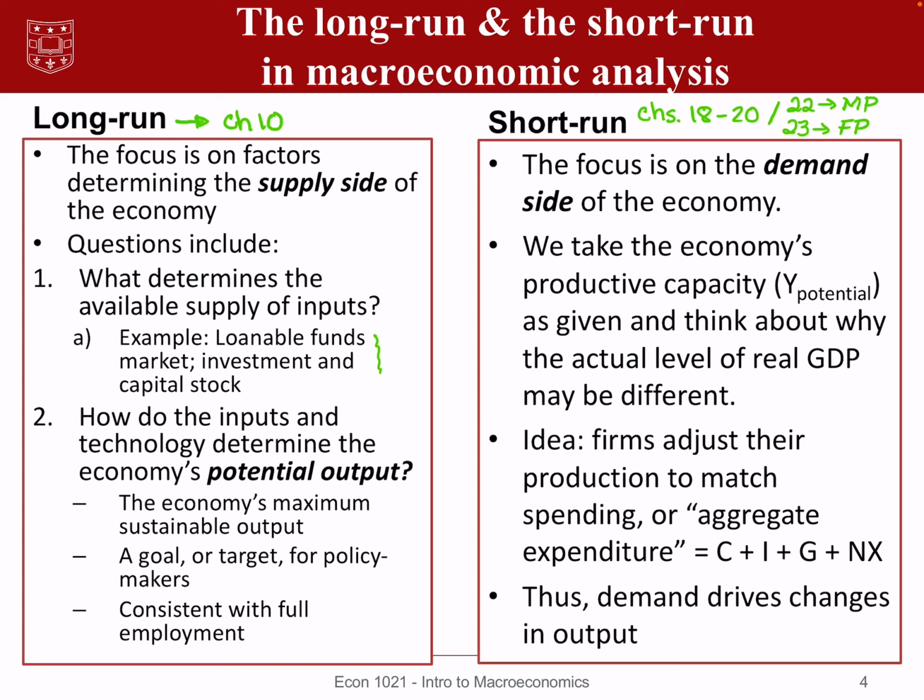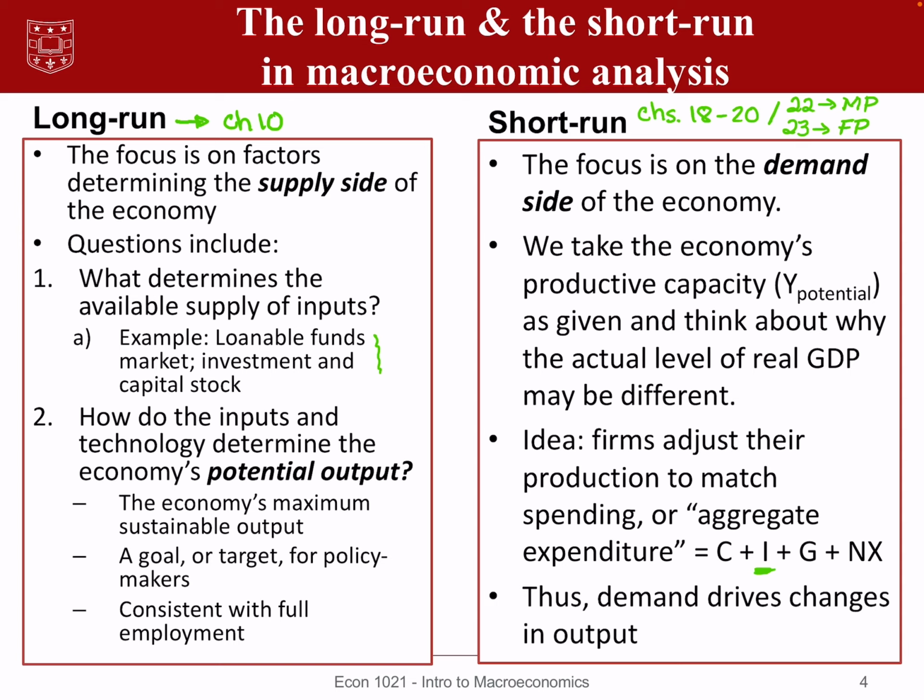So what I want to get to eventually here is the idea that firms are going to adjust their production to match spending, or a synonym for spending is aggregate expenditure. And aggregate expenditure is consumption plus investment plus government expenditures and net exports. And what we're going to do is refine a little bit our description of investment here. But what this is going to mean, and the key thing that comes out of this framework, is that demand is going to be driving changes in output.